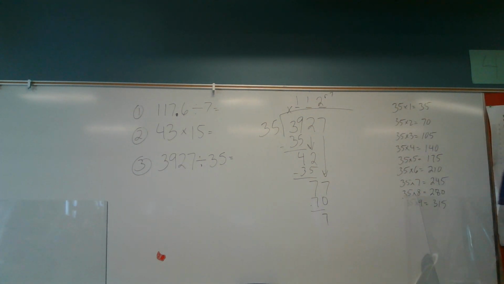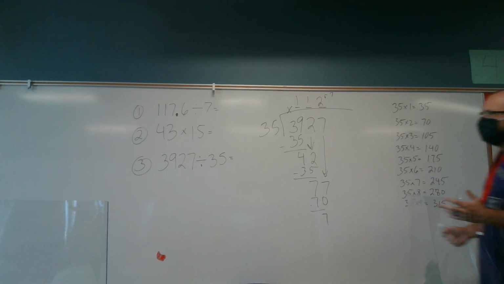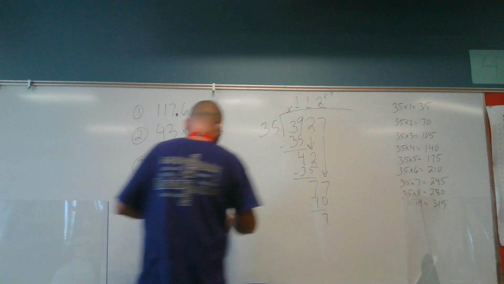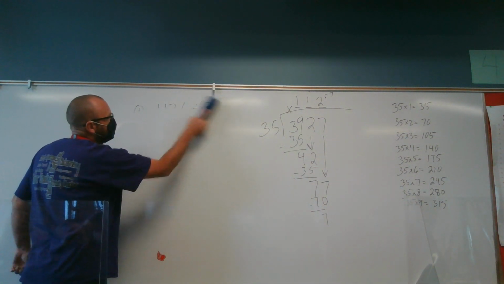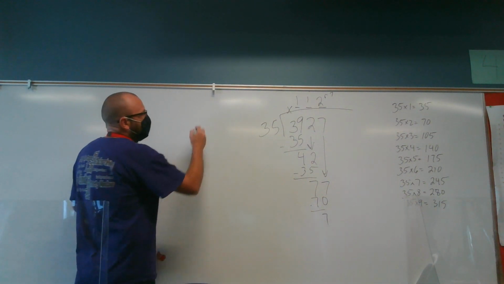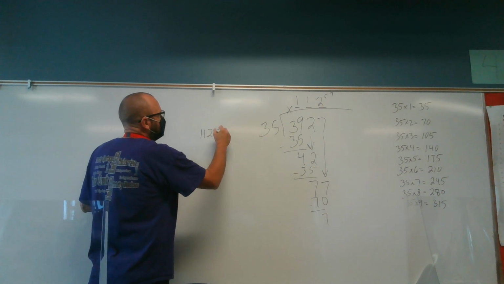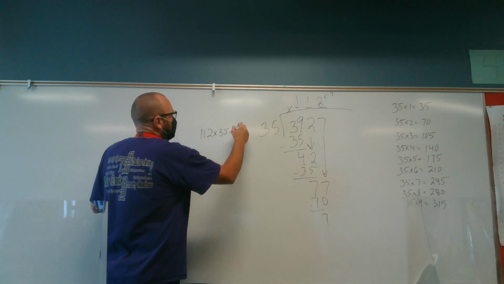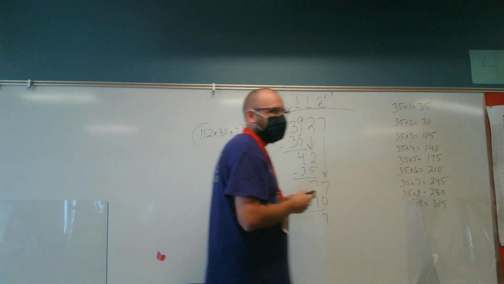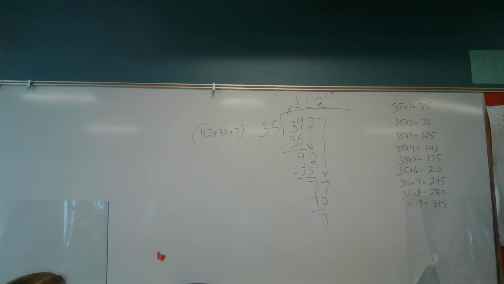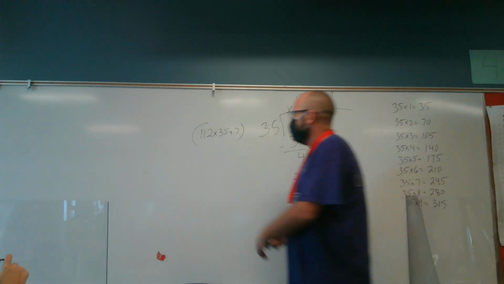But wait, I want to check to make sure my answer is correct. So if I wanted to check it, this would be my process for checking it. I would multiply 112 times 35, and then I would add 7. That would be my remainder. You add your remainder in. Thank you for asking. We will go ahead and check it.